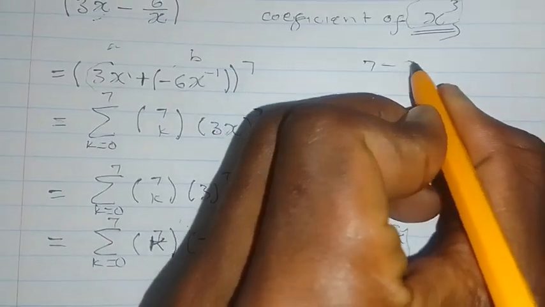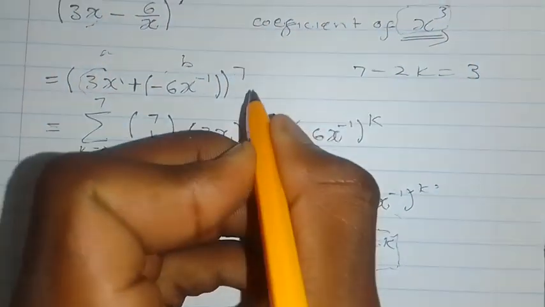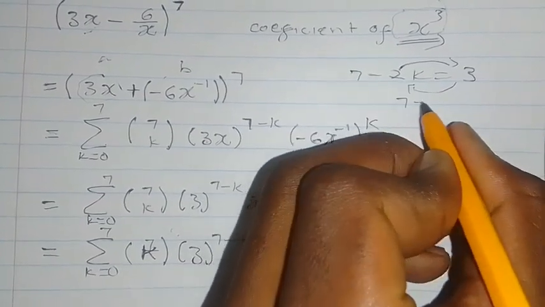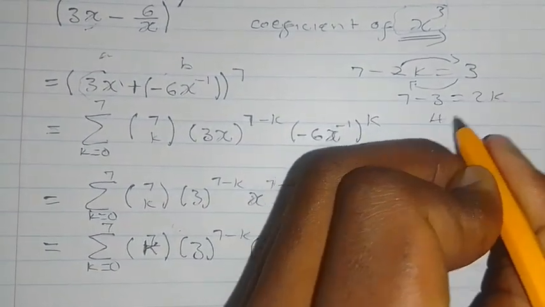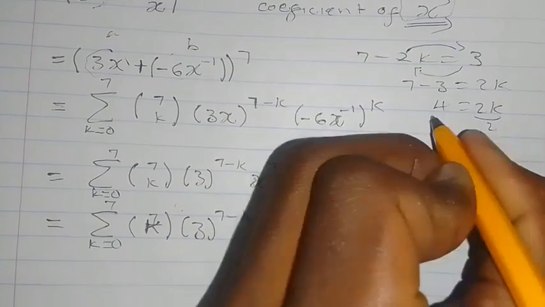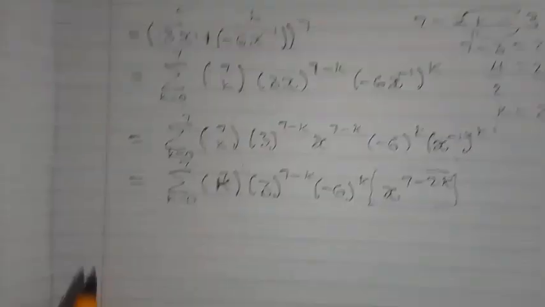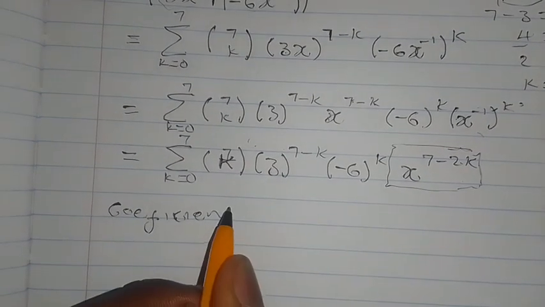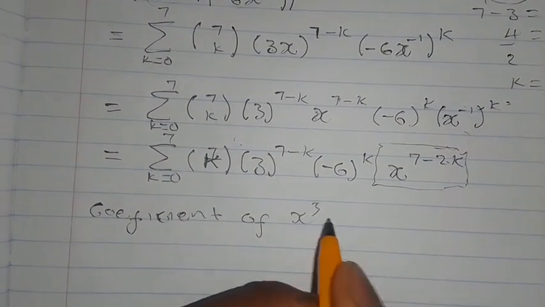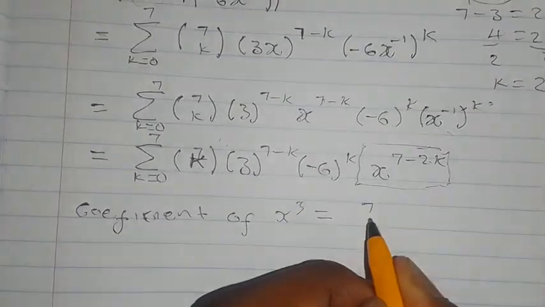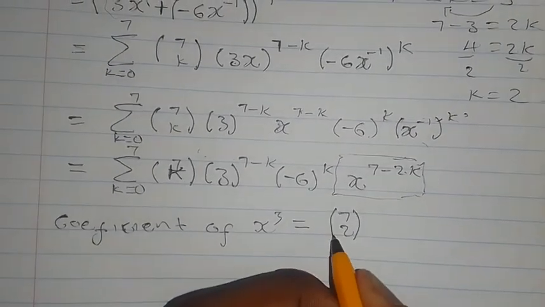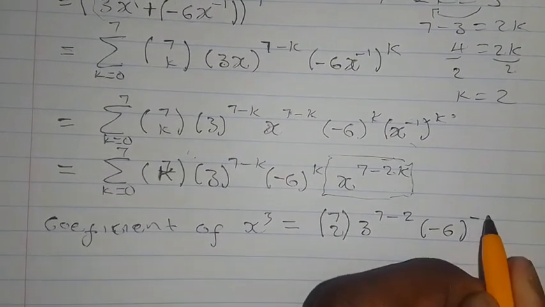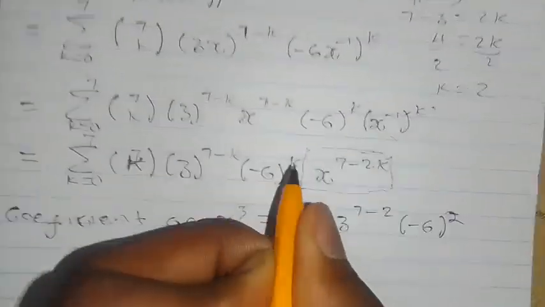So that means 7 minus 2k is going to equal 3. Then take this to that side and take this to that side, and then 7 minus 3 equals 2k. Then we get 4 equals 2k. We divide by 2, then that means k equals 2. So this implies that the coefficient of x cubed will be equal to 7 combination 2, 3 to the power 7 minus 2, multiplied by minus 6 to the power 2. Oh no, it's just 2 from this one.